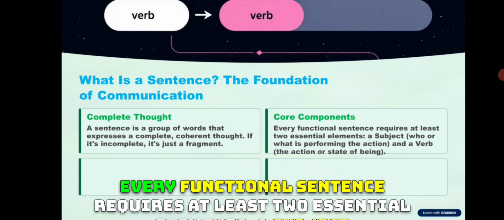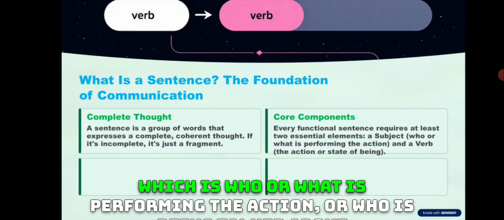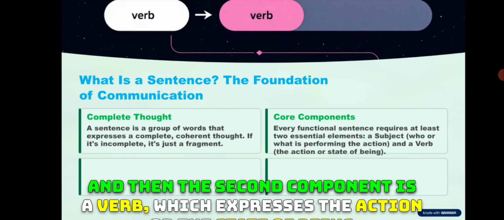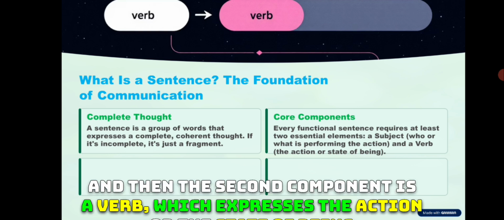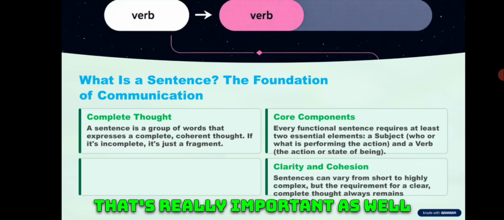Every functional sentence requires at least two essential elements: a subject, which is who or what is performing the action or who is being talked about. And then the second component is a verb, which expresses the action or the state of being. A sentence should have clarity and cohesion. That's really important as well.